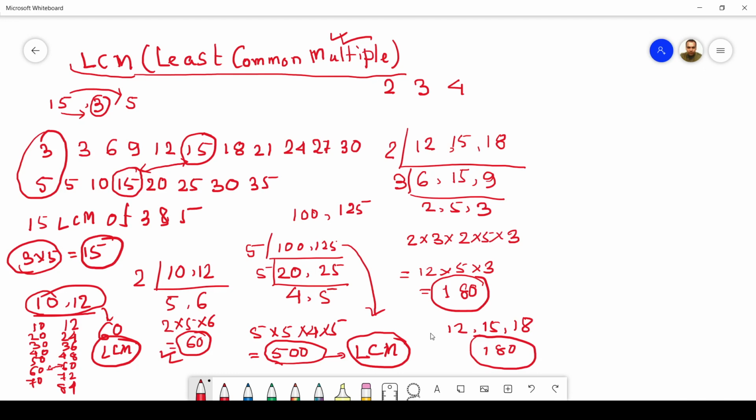So friends, this way you can calculate the LCM, or least common multiple, of given numbers. There may be two numbers, three numbers, or more numbers. This is one of the ways. I hope you have understood what an LCM is and how you can calculate the LCM of given numbers.